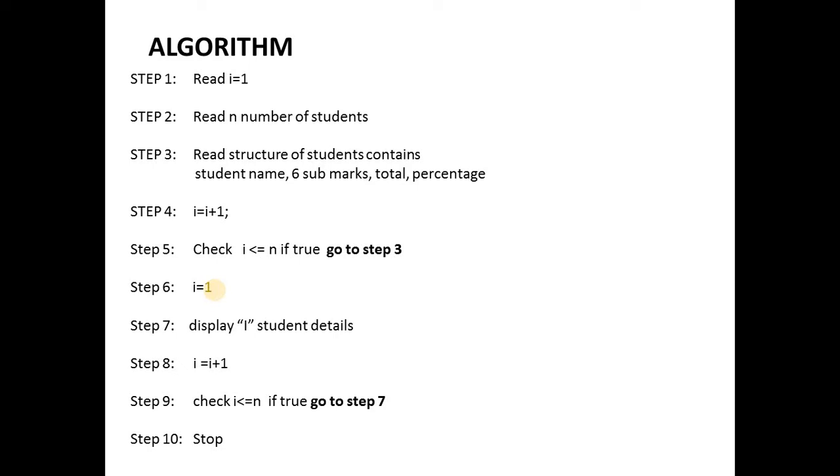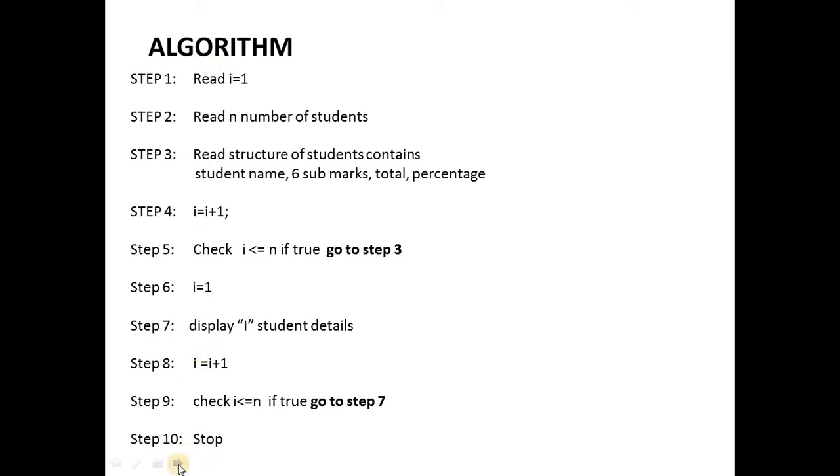Now you have to display them. To display also, you first select the first student, so i is equal to 1. Display the first student's details. Again you increment it, then check whether it is within the number of students or not. If it is true, you display the second student's details, in the same way the third student, fourth student, like 10 students. For example, if i becomes 11, then 11 is equal to 10 is false, and you have to stop. This is how you will write the algorithm.